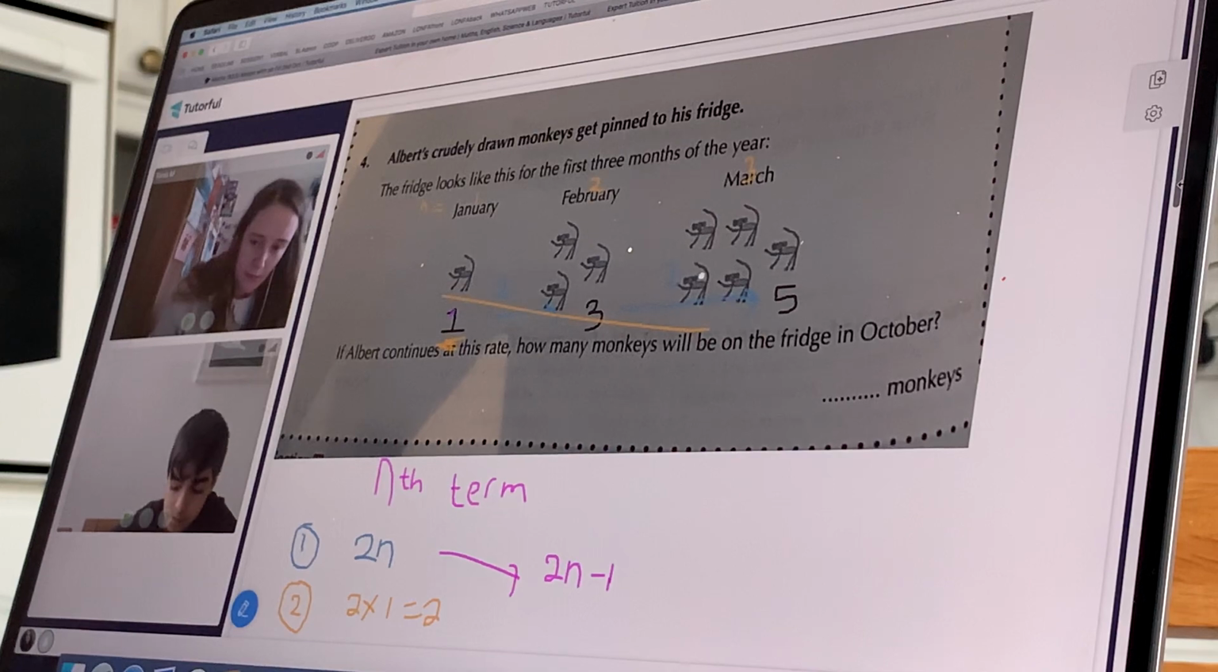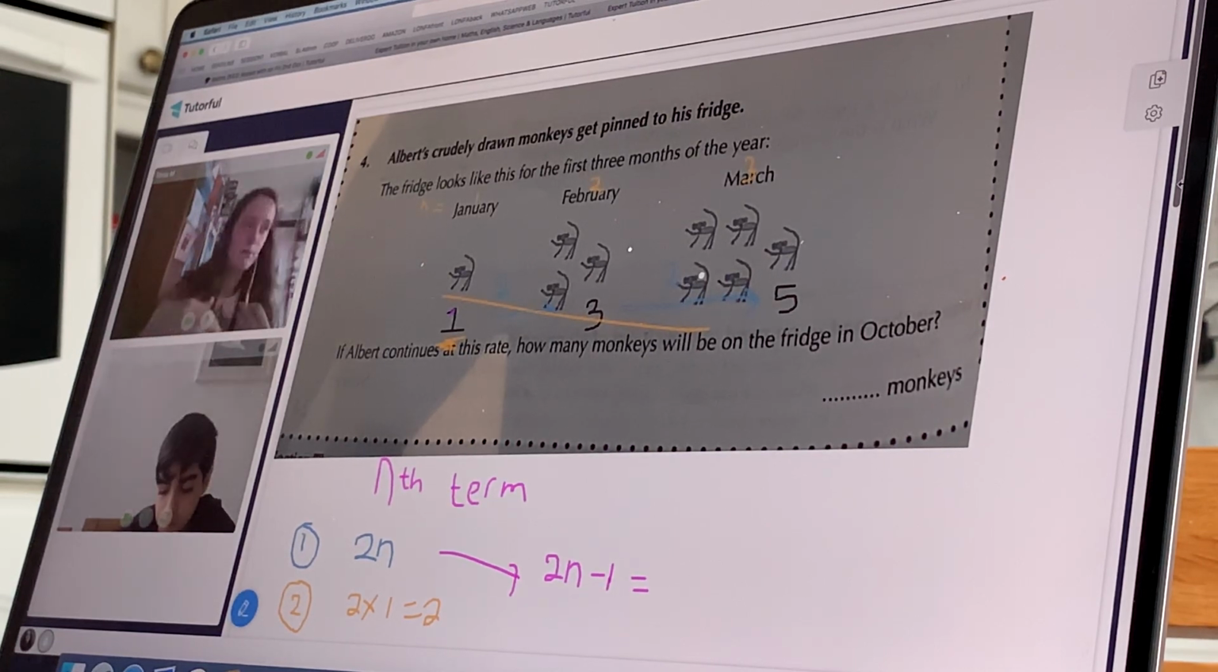If you don't 100% get this, it's not really important. You will be introduced to it at some point, so you might as well see it now. If it's not 100%, don't worry about it. Okay.